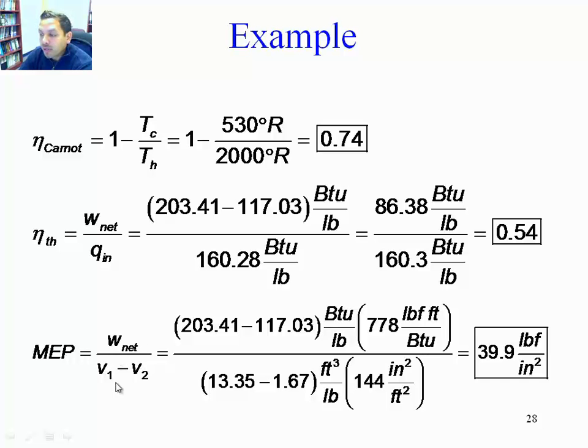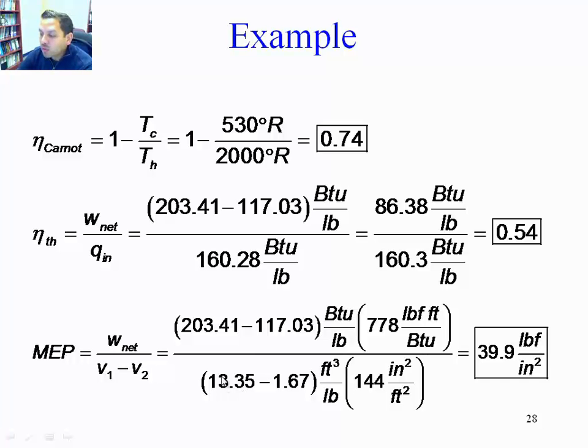And we're going to do this in specific format because we don't have information about how much mass is in the cylinder. If we knew how much mass there was, we could calculate the total work, not the specific work. The net work, again, is work by minus work on, which is 86.38 BTU per pound. We transform 86.38 BTU per pound into pound force times feet by the conversion of 778 pound force feet per BTU, because we want that pressure in PSI basically.